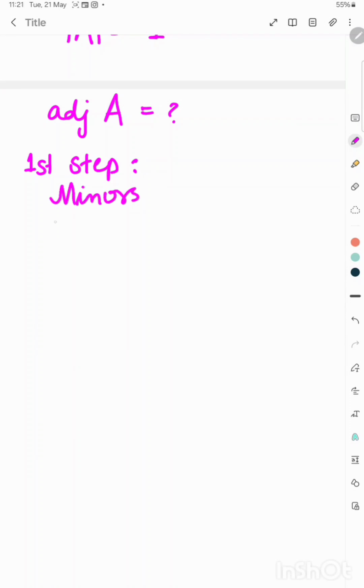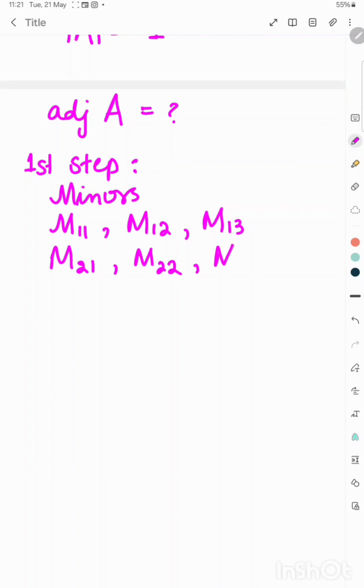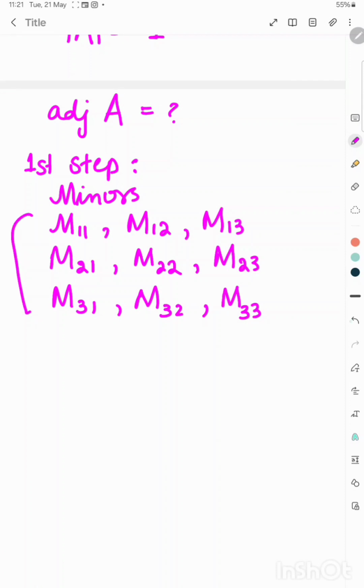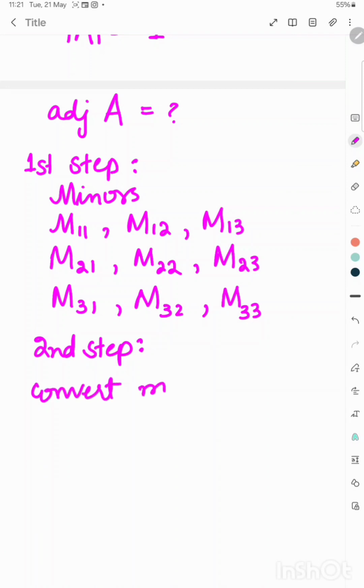There are 9 minors: M11, M12, M13, and M21, M22, M23, and the third set is M31, M32, M33. So always remember that in a 3 cross 3 matrix, 9 minors are involved. Okay, this will be our first step. In the second step, we will convert these minors into cofactors.